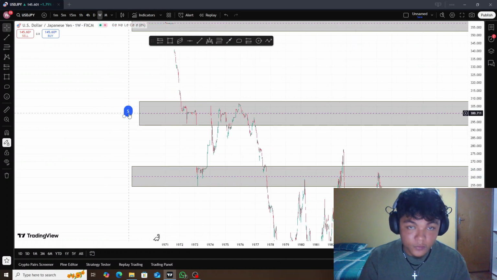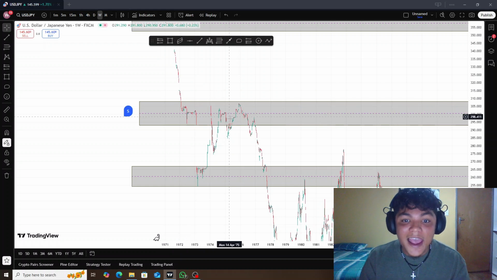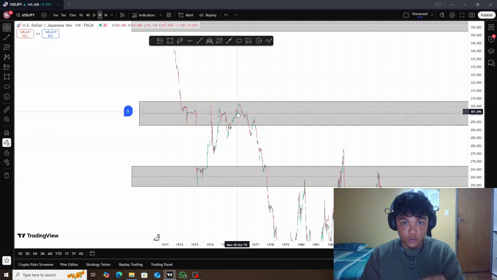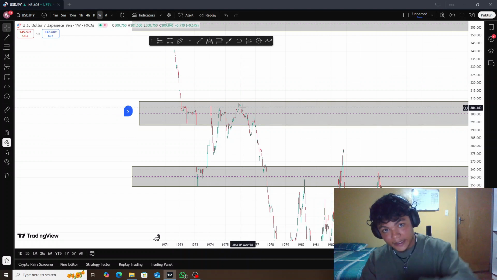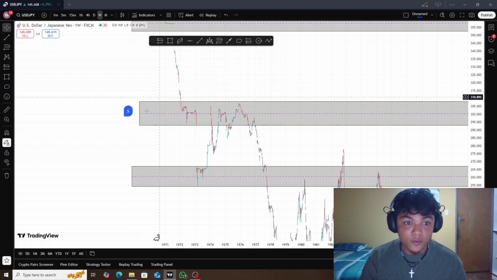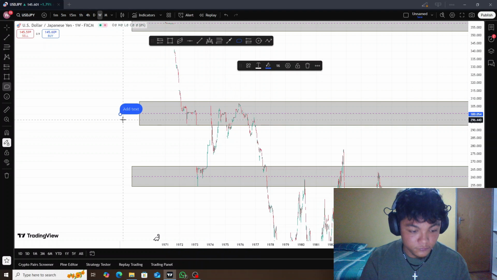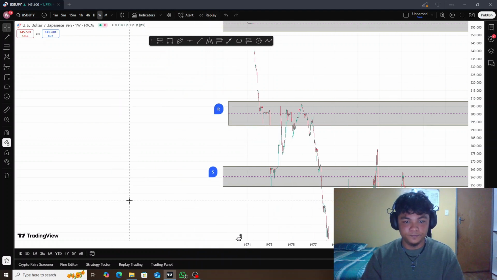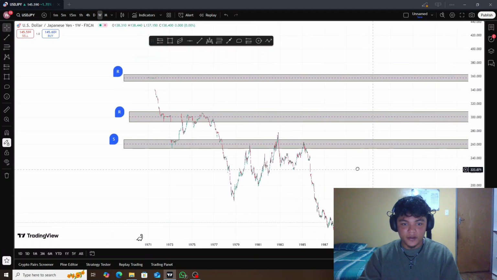So this, we don't call this support anymore, this becomes resistance. As soon as it comes up to retest the support, and as soon as the market gets pushed down again, this is not support anymore, this would become the resistance, and this would become the new support. So yeah, let's just see what's happening there.